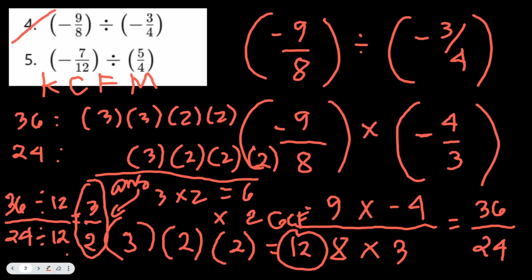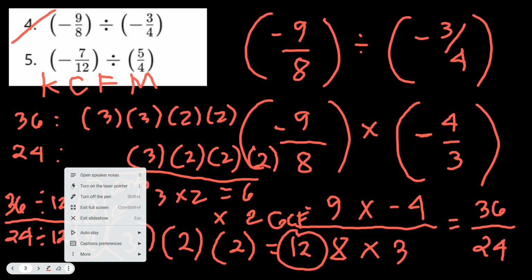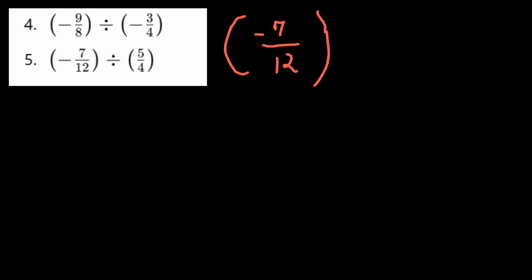Let us now go to number 5. Hold on, let's erase it. Okay, it's clean again. All right, so let's go to number 5. We have negative 7 over 12 divided by 5 over 4. So negative 7/12 divided by 5/4.